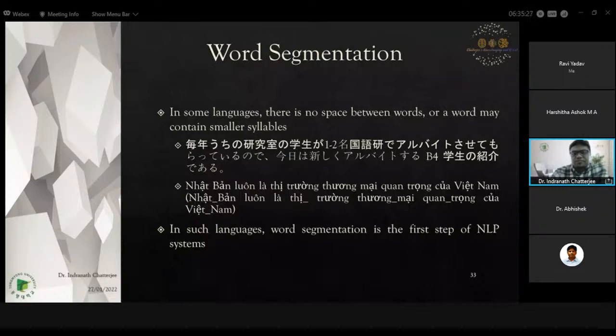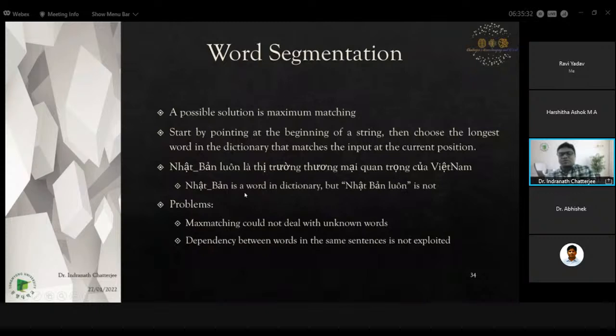For this kind of problem, a possible solution is called maximum matching. With maximum matching, we have a dictionary with us, with preloaded hash values, and we search the sentence word by word to find which word actually matches the sentence. For example, take this Vietnamese sentence. I cannot read Vietnamese, but I can read it out. In this sentence, we don't know what the word is. It is Nath Van or Nath Van. Both are actually legal words.